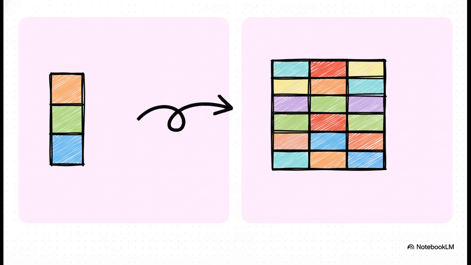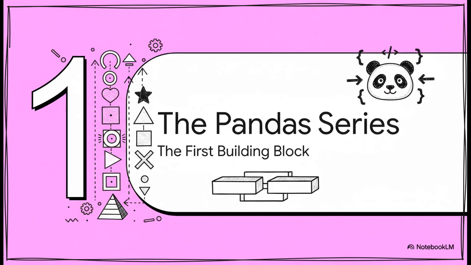Now, to really get a handle on Pandas, you only need to wrap your head around two main ideas. Just two. First, there's the series. Think of it as just a single column on your spreadsheet. And second, you have the data frame. That's the whole shebang, the entire table with all the rows and all the columns. That's it. A column and a table. Simple, right?